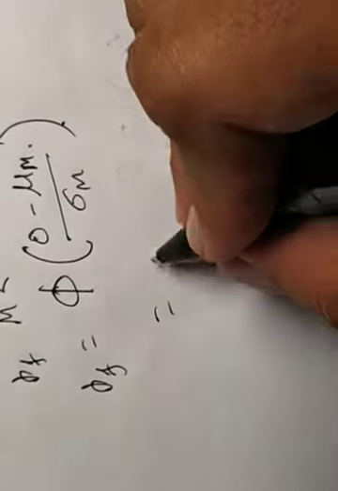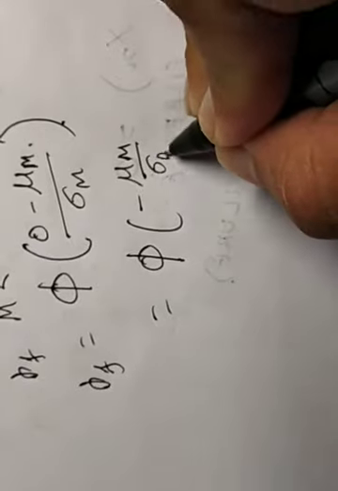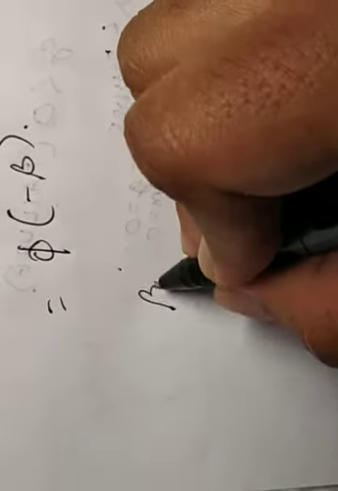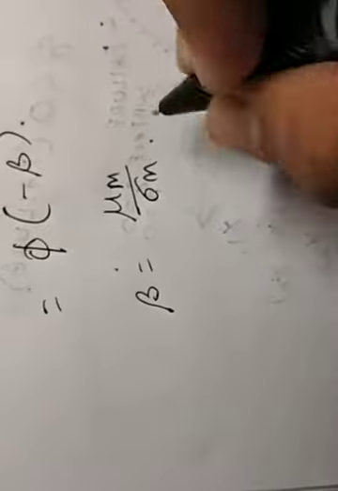So what is this going to give me? Phi of minus mu M divided by sigma M, and this is known as phi of minus beta. So beta is right here. It's very important: the reliability index beta equals mu M divided by sigma M.